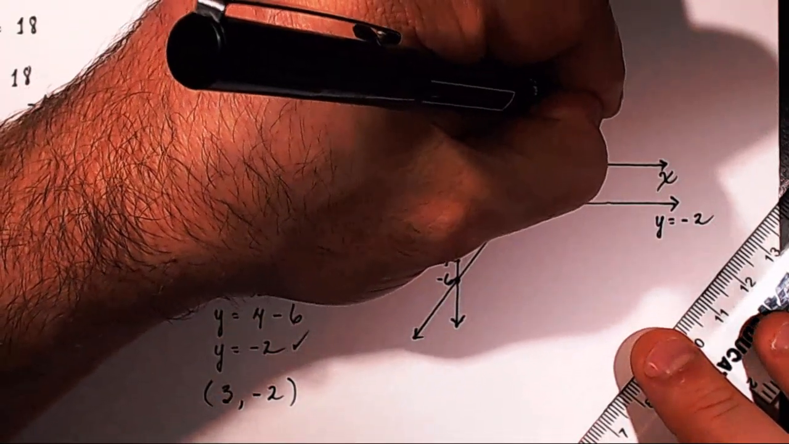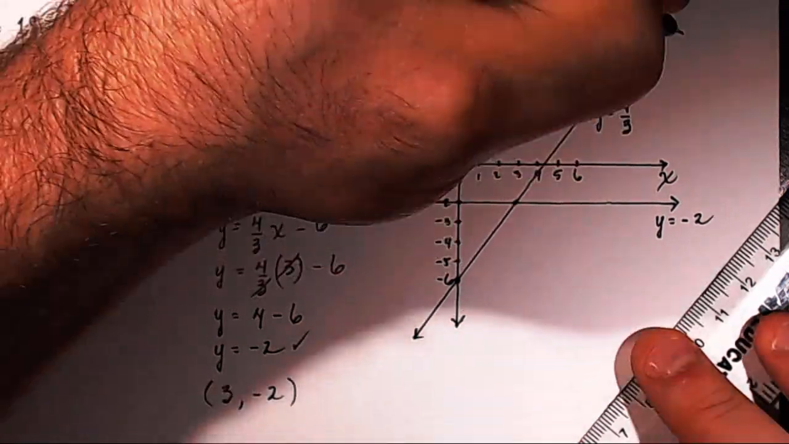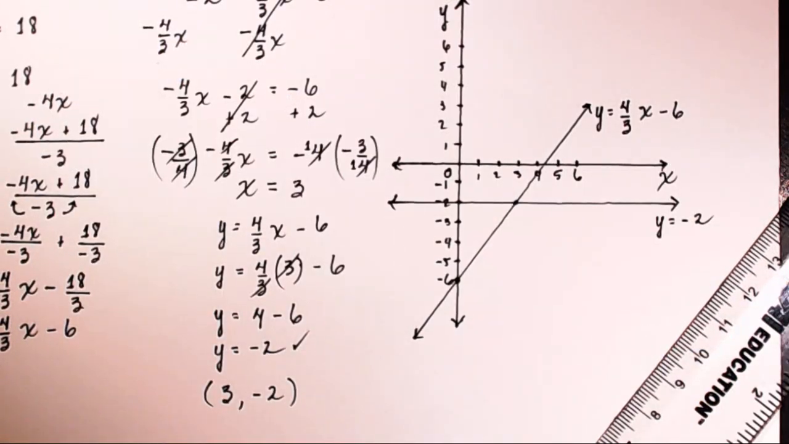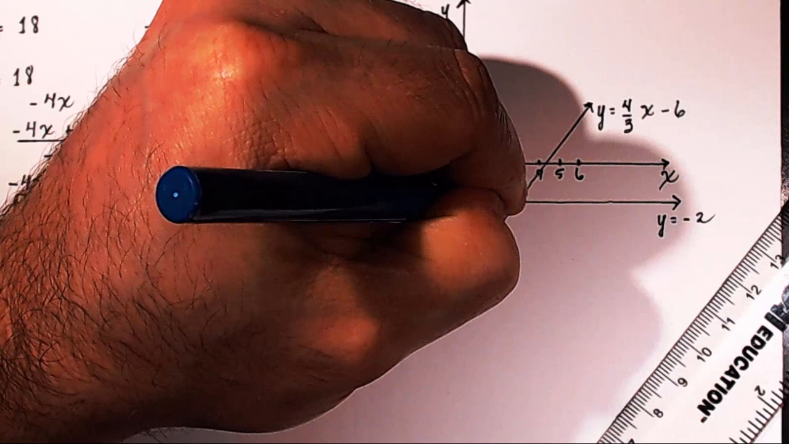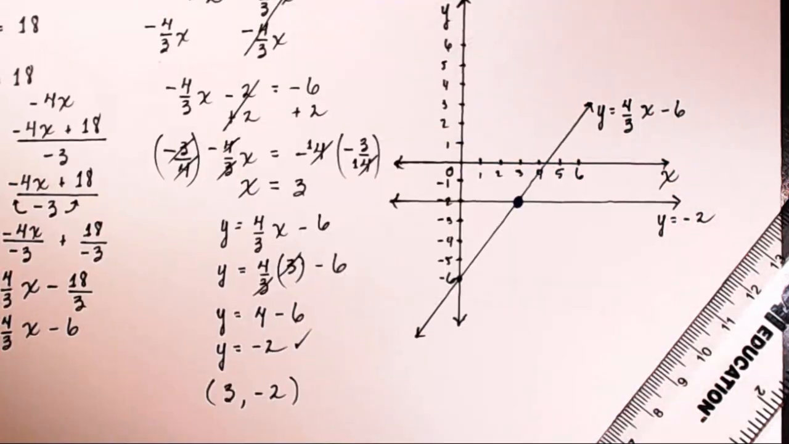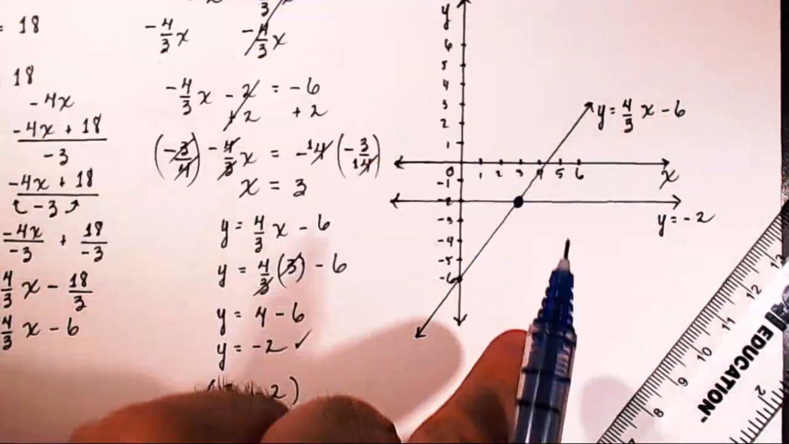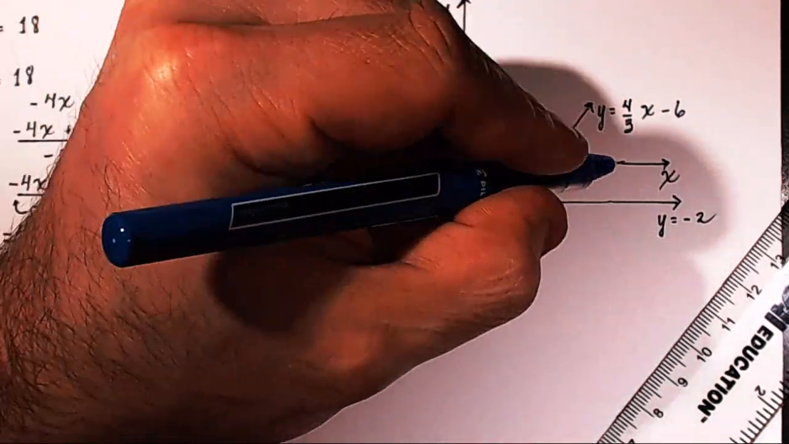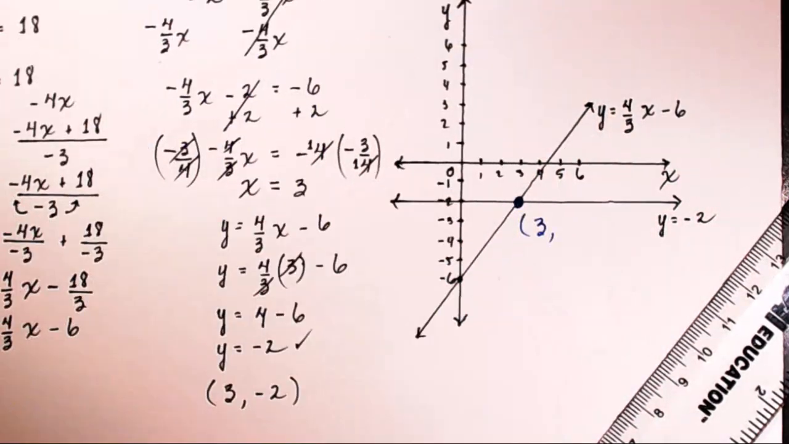Okay, and the equation of this line is y equals 4/3 x minus 6. The key point here is where these two lines intersect. They intersect right here. Now, what are the x and y coordinates of this intersection point, or this point where these two lines intersect? Well, the x value is 3, and the y value is -2.